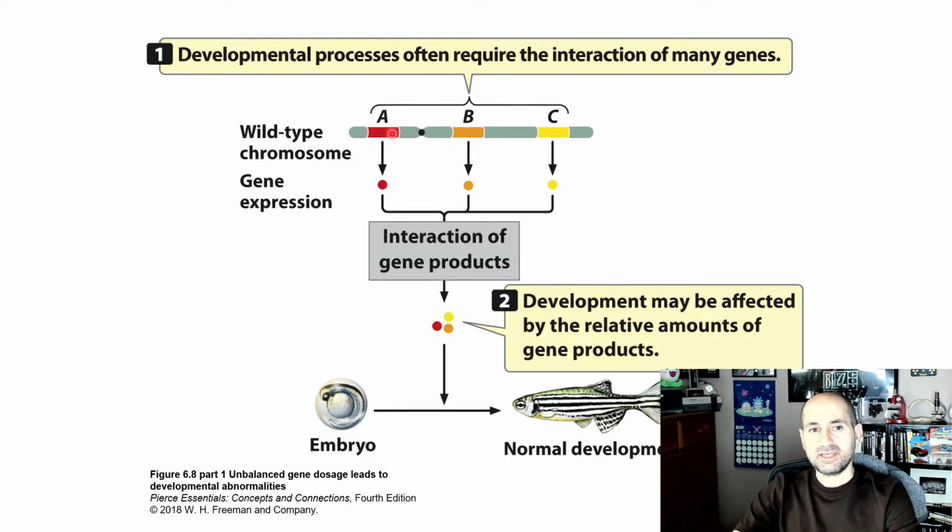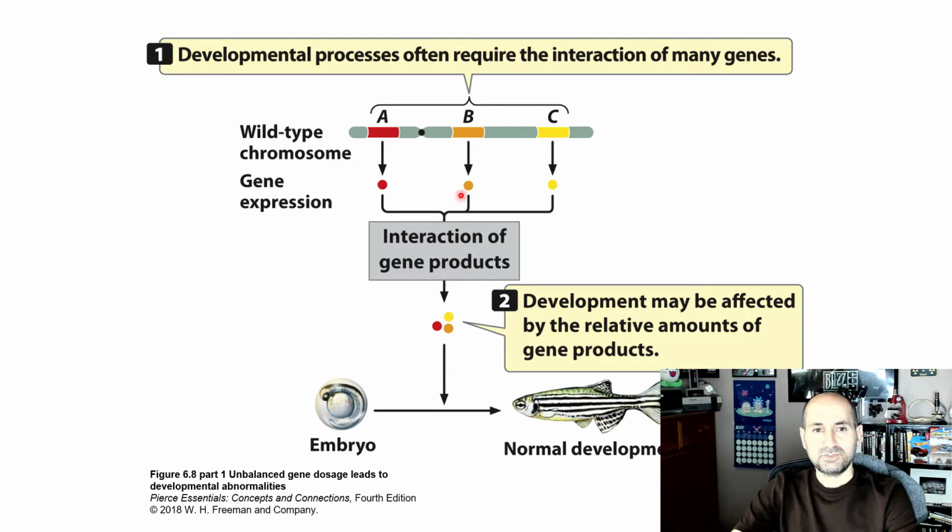The alleles A, B, and C will produce gene products. These are proteins, such as enzymes. These proteins could be transcription factors. These proteins have jobs in the cell. And you have to have interaction of these gene products, these proteins. And they have some function during normal development.